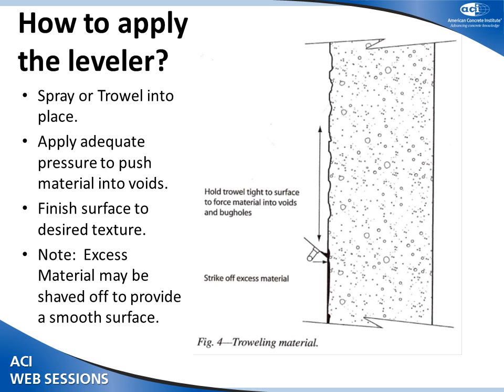Now that I've selected the materials, I've got them mixed up, how do I apply them? Either spray or trowel it onto the surface, applying adequate pressure to fill the voids full of material. Finish the surface to the desired texture. What are my options? One, I can sponge float it. I can broom finish it. I can burlap sack it. I can also do what we call a cut and shave application, filling in the pores, allowing the material to come to an initial set or final set, and then shaving the surface smooth.